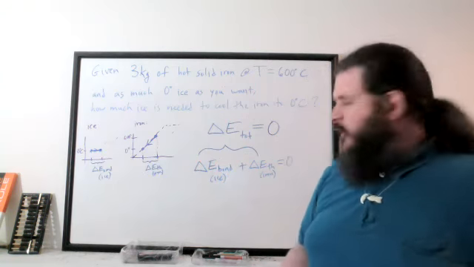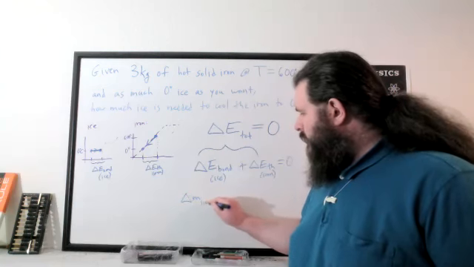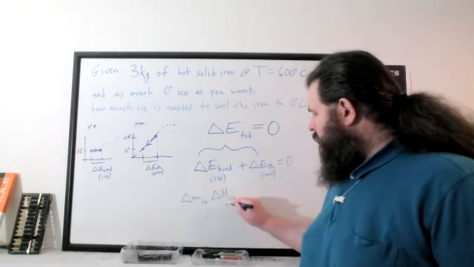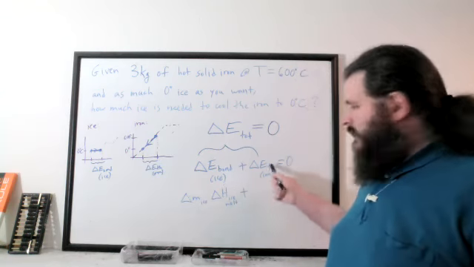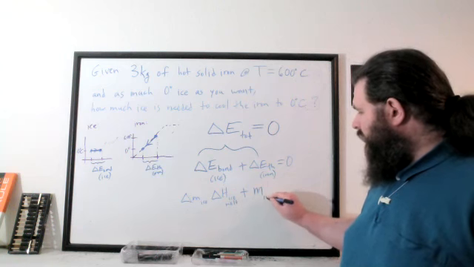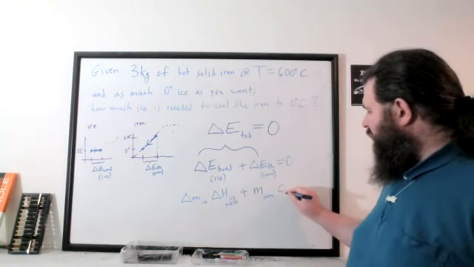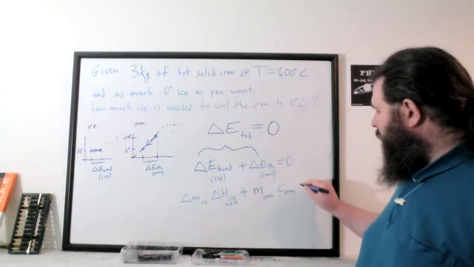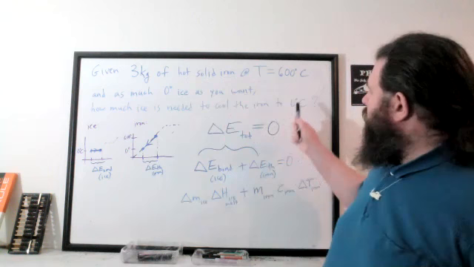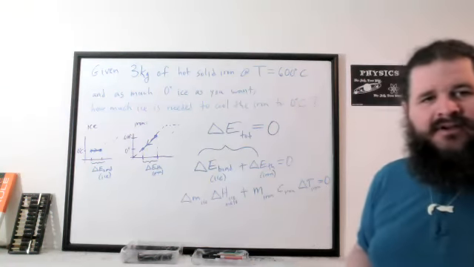At this point, we could fill in formulas for each one of these. Delta E bond for the ice is delta M for the ice times delta H for ice melting. Delta E thermal, we can use MC delta T as we saw earlier. So the mass of iron, in this case, 3 kilograms, times the specific heat of iron, which you can look up on a data table, times the delta temperature of iron, which is going to be final minus initial. And those have to add up to 0.